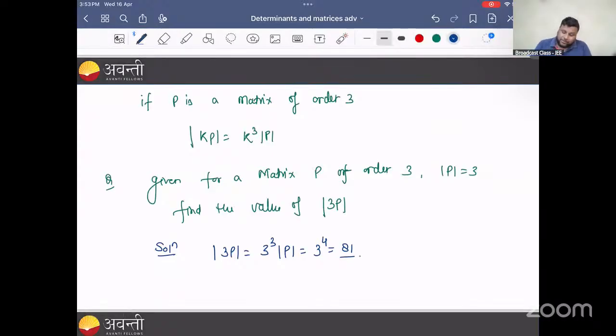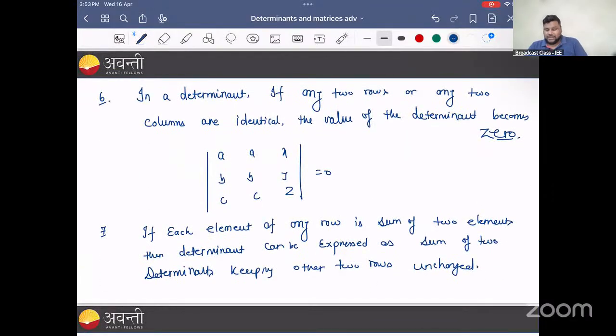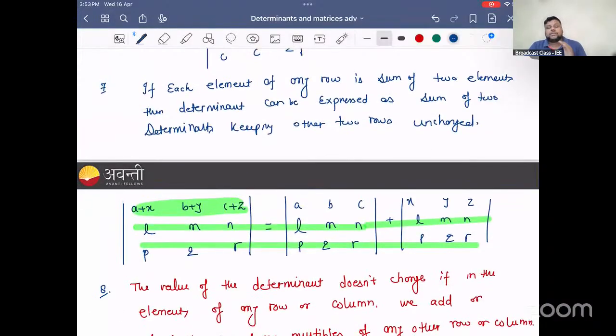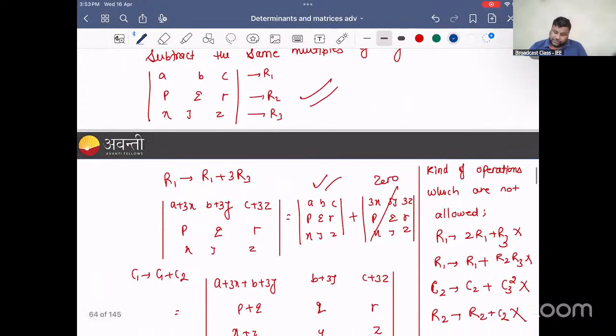And then a very, very important property we have done: the determinant of KP is K cube times the determinant of P. Now next, given for a matrix P of order 3, the determinant of P is 3. The value of the determinant of 3P would be 3 to the power 4. Now in a determinant, if any two rows are identical, the value of the determinant is 0. If in any row, the same multiples of any other row are added or subtracted, the value of the determinant does not change. So these were the properties of determinant.